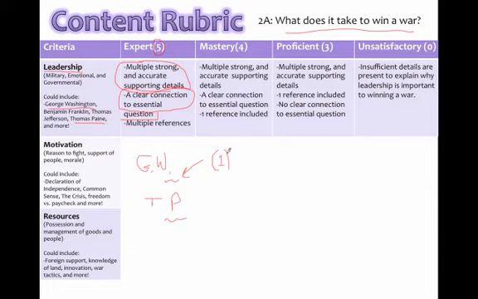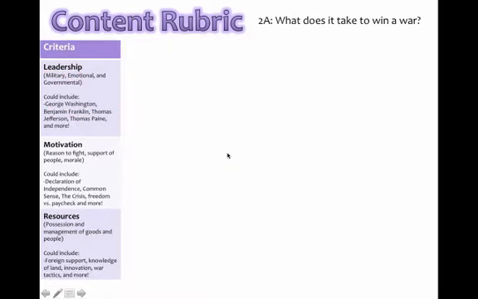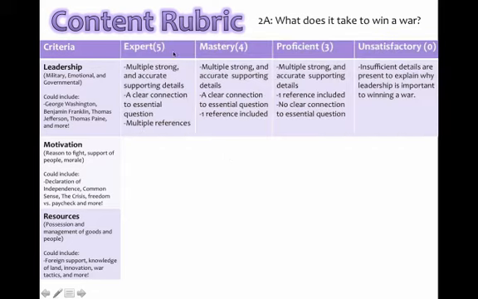Now, let's clear up the board here again so we can be a little bit more neat. So that's what we have for a 5. What's the difference between a 5 and a 4? The biggest difference is you're only going to have 1 reference included in order for you to drop down to a 4. So still multiple strong and supporting accurate details, still a clear connection to our essential question, but now we're down to 1 reference included.